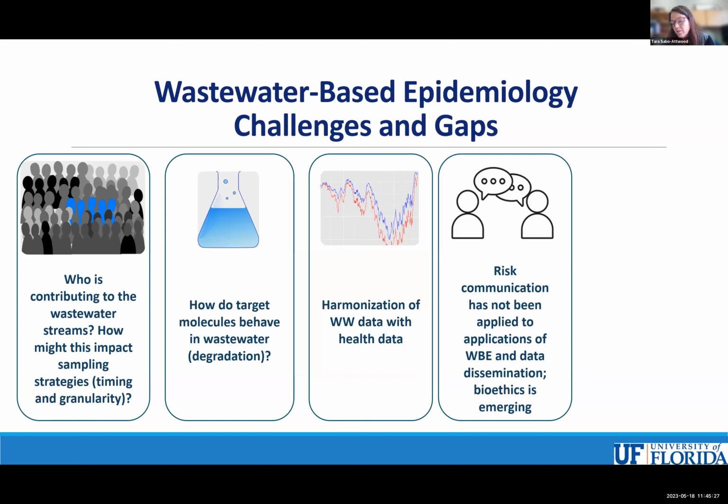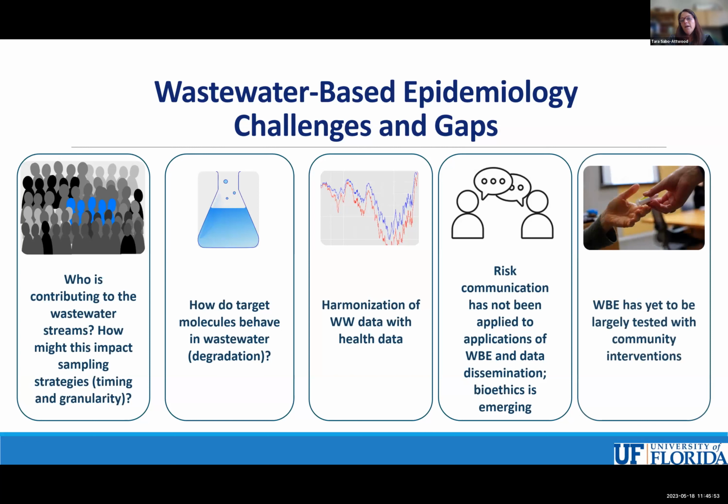And also that starts to bring in the idea of bioethics, which has now emerged as a concern with this as well. And so you can imagine getting really granular in sampling for opioids, and you have agencies like law enforcement agencies that become very interested in that. And so how granular is too granular? And so there's a lot of questions and concerns surrounding that area as well. And then lastly, wastewater-based epidemiology really has yet to be largely tested with community interventions.